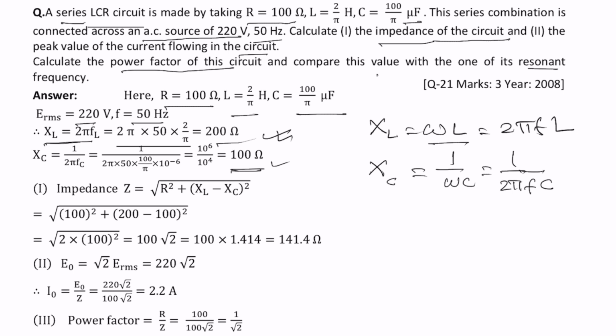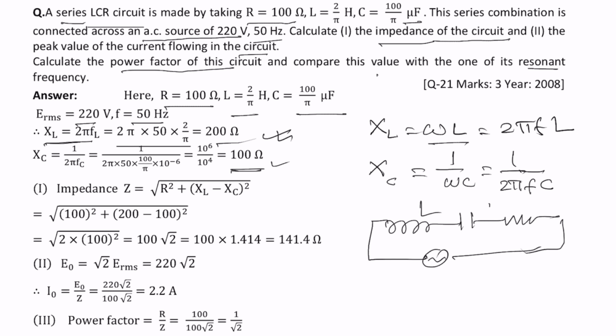Impedance of the LCR circuit, we have this LCR circuit and this is the AC source connected. We know that the total impedance is the square root of R square plus (XL minus XC) square. All these things are known. Put it in. This will be 141.4 ohm.